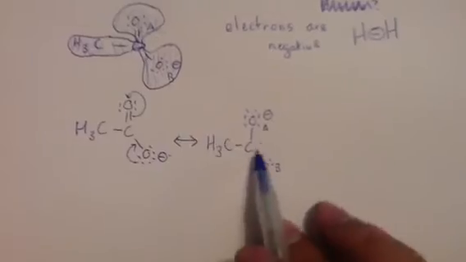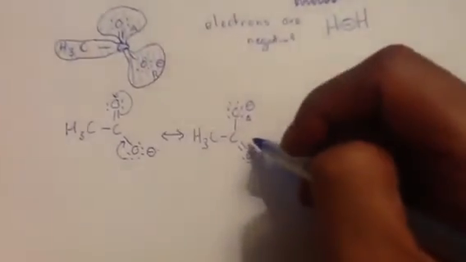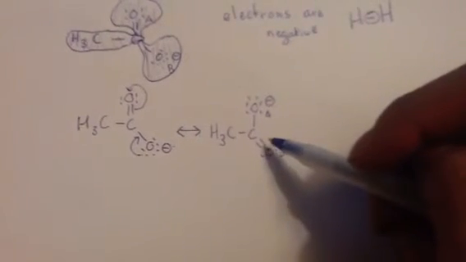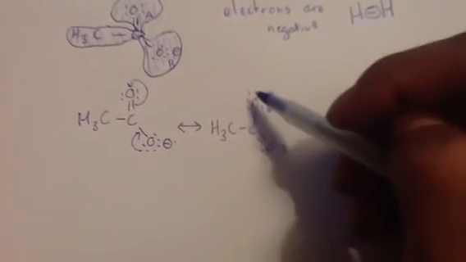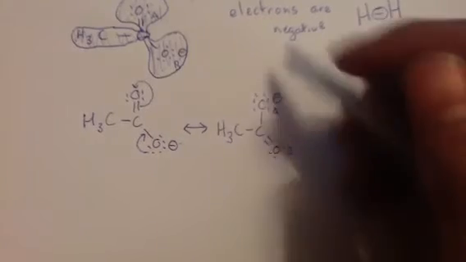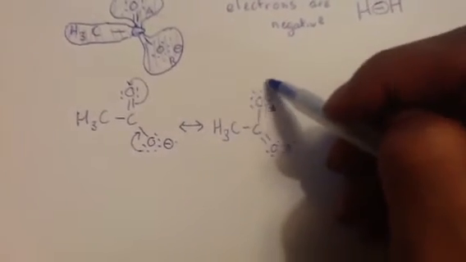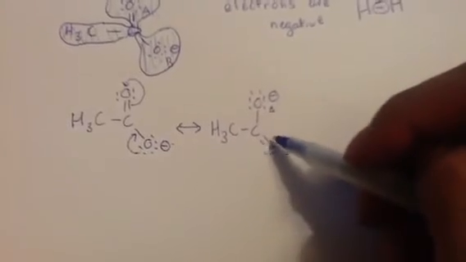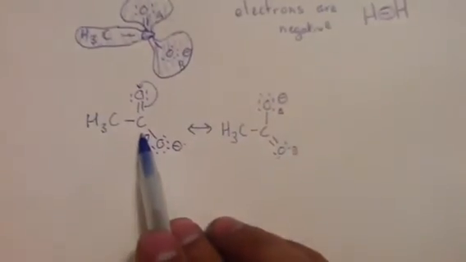Here's another structure that's roughly equivalent. What I can do now is ask the same question. How can I turn a pi bond into a lone pair, or how can I turn a lone pair into a pi bond? In this case, if I were to bring this lone pair down as a double bond, and then move this out, I would have the same structure that I had here.